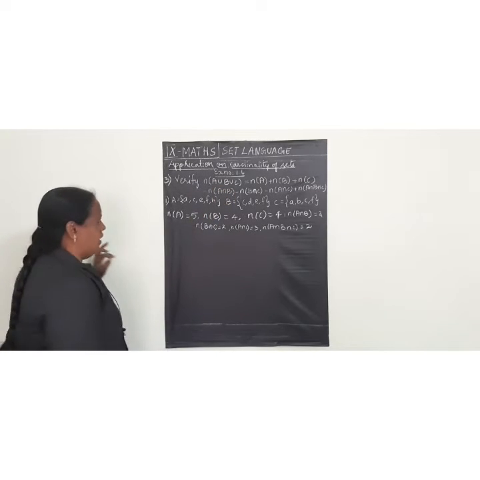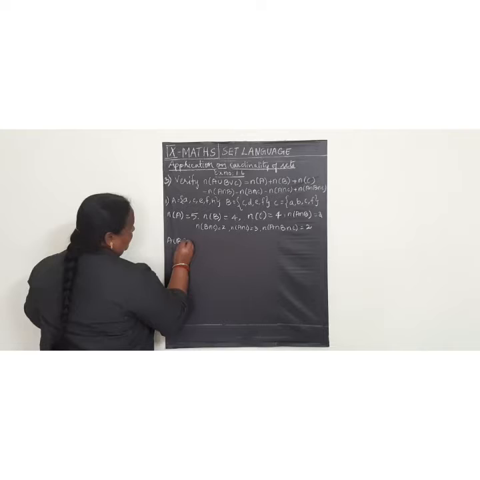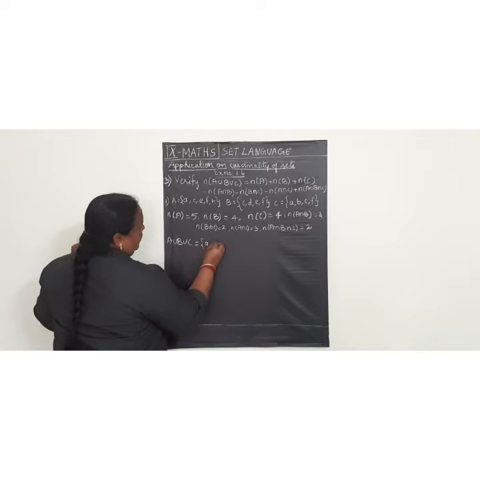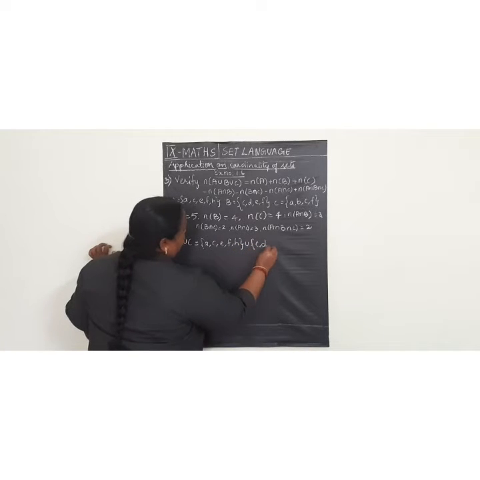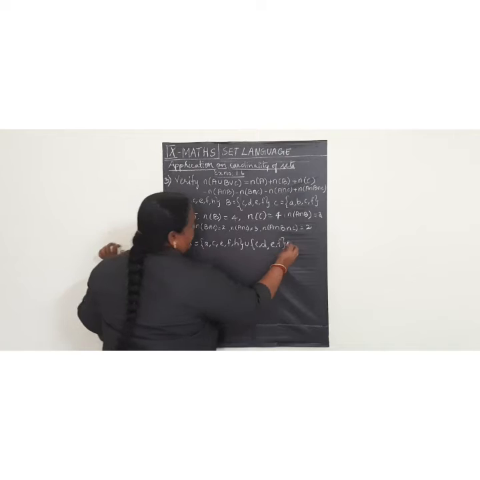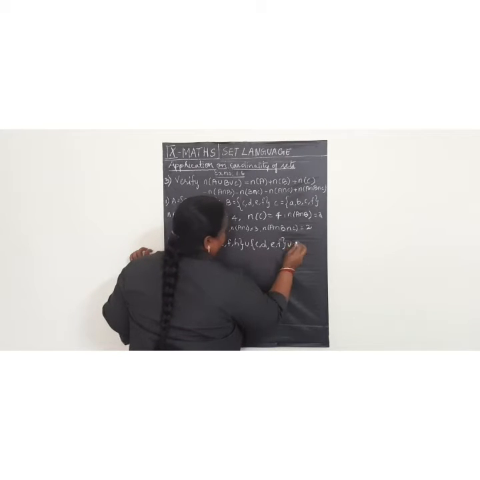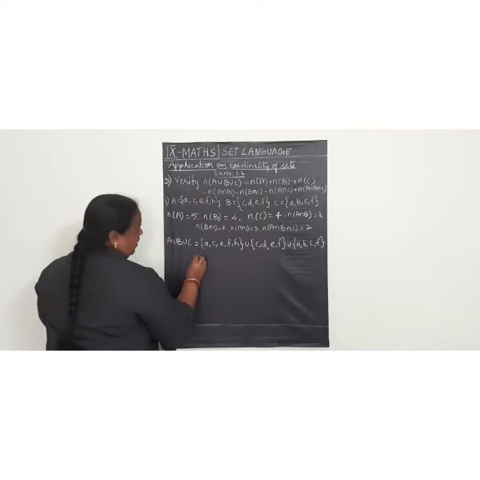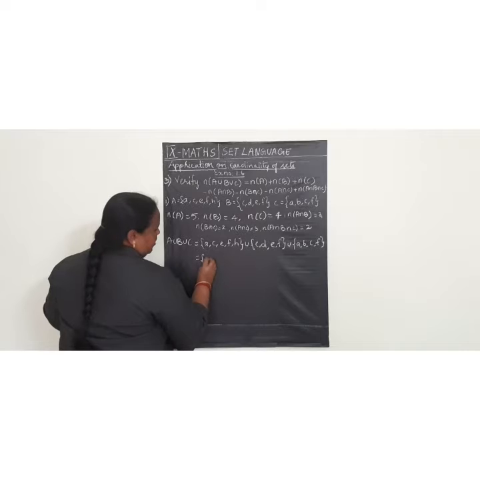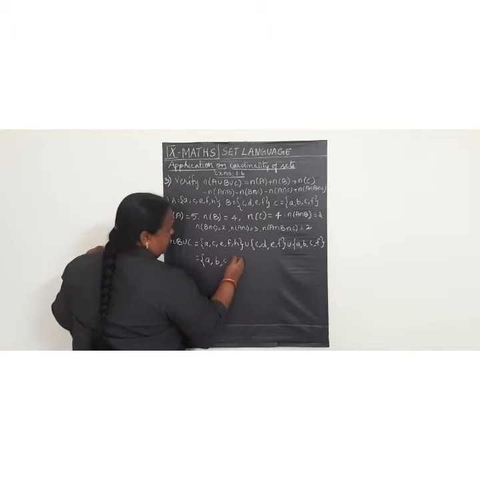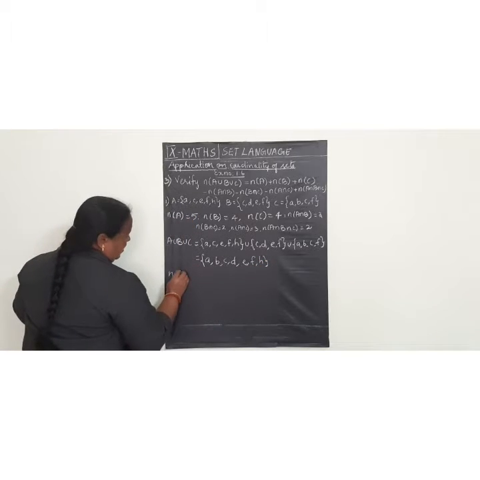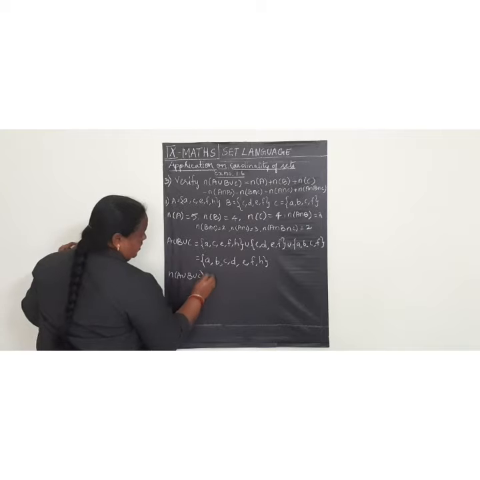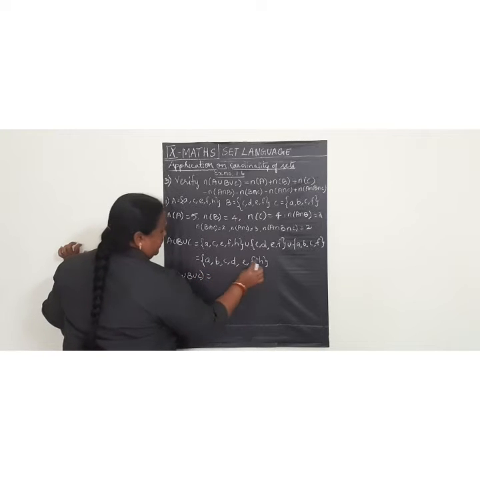Next we have to find LHS. A union B union C is equal to {A, C, E, F, H} union {C, D, E, F} union {A, B, C, F}. So union means we have to combine and write all the elements of the three sets. So A, B, C, D, E, F, H. So n of A union B union C is equal to 1, 2, 3, 4, 5, 6, 7. 7.